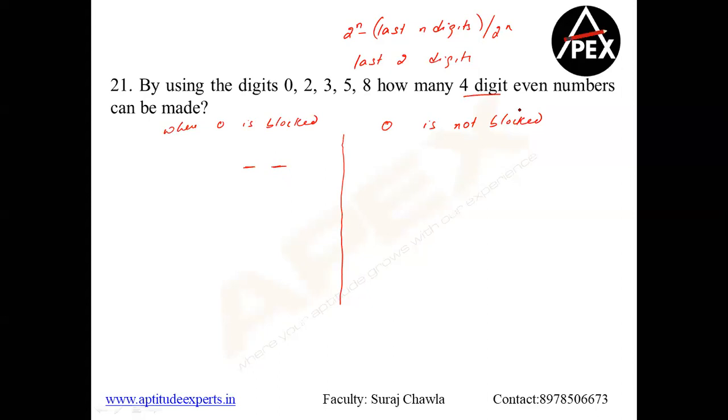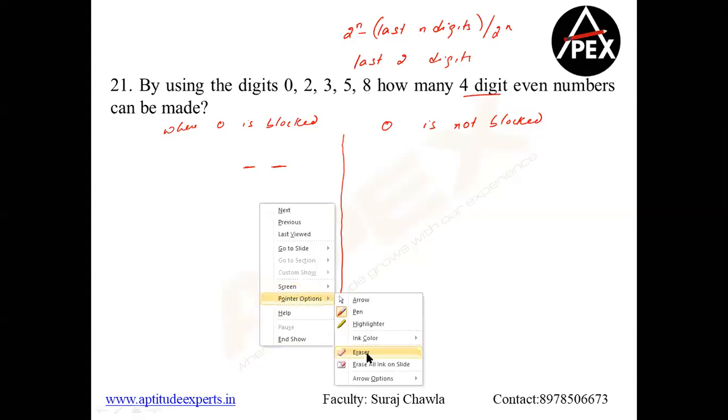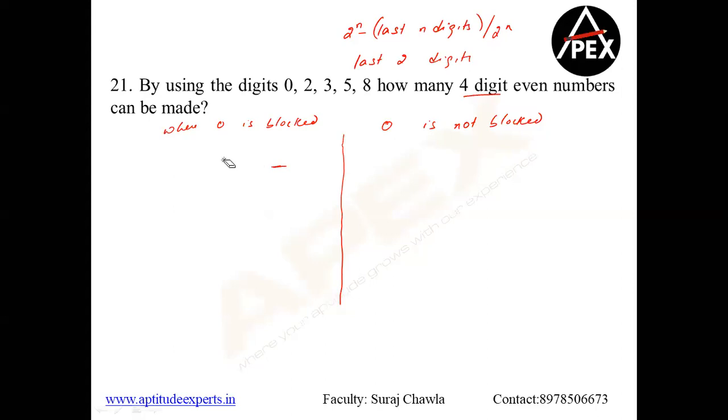Oh, I'm sorry. The question says how many 4-digit even numbers are to be made. I'm sorry, guys. Anyway, the question is going to be simple only. Even numbers means we are talking about the last 1 digit only. Clear? The number should be divisible by 2. So again, the same case: one case where 0 is blocked in the last 1 digit, and a second case where 0 is not blocked in the last 1 digit.